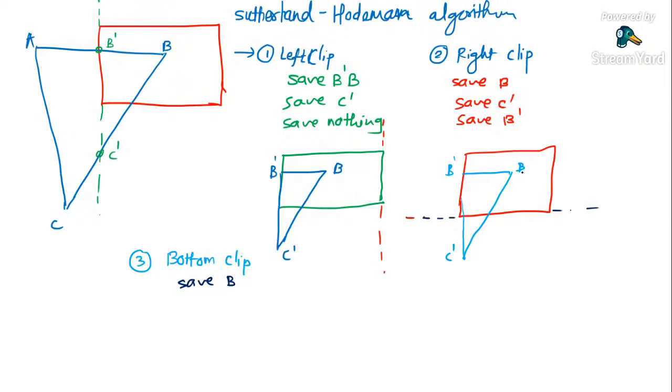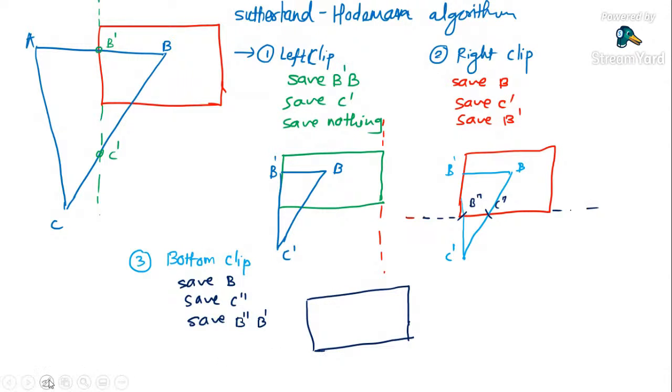Now from B to C dash, it is going from in to out, so you have to save the intersection point, C double dash. Then C dash to B dash is going from out to in, so you must save the intersection point and the second point, B double dash and B dash. So what is the output? You can draw the output after bottom clip. It is B, C double dash, B double dash and B dash.